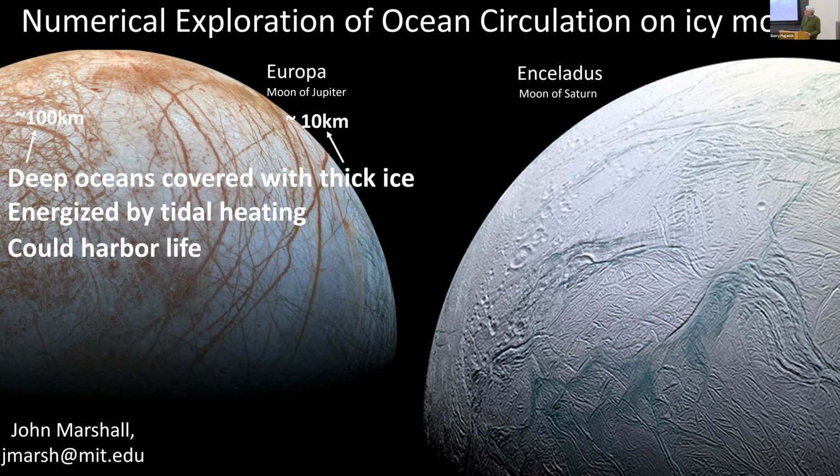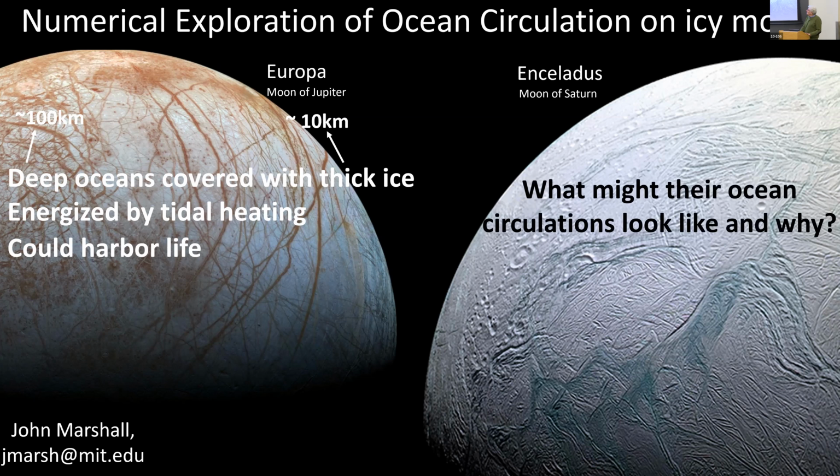And they're of great interest mainly because they could harbor life. So you could imagine that you've got rock and heat and water, and maybe conditions for life. And there are missions planned to fly to Europa, for example, to look for biosignatures to see whether this is indeed true. And we know something about these moons, but of course we can't probe their interior very well, and so we are trying to figure out what their ocean circulations might look like and why.